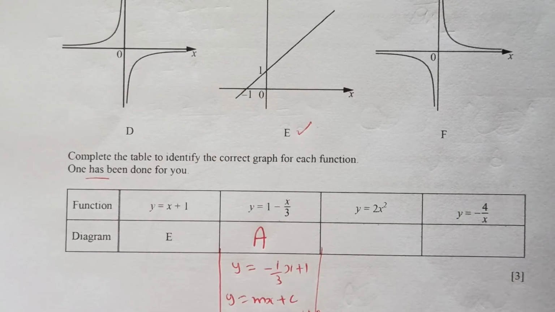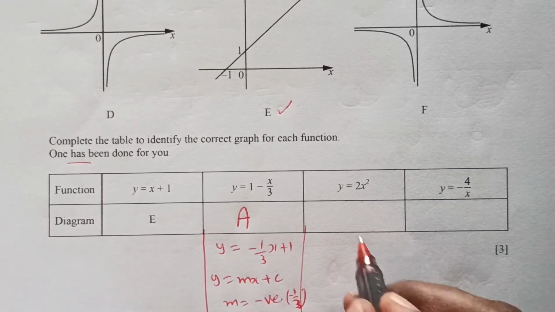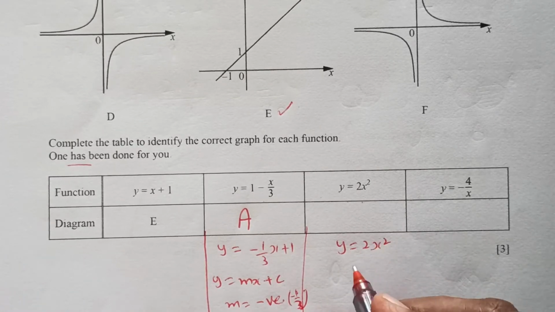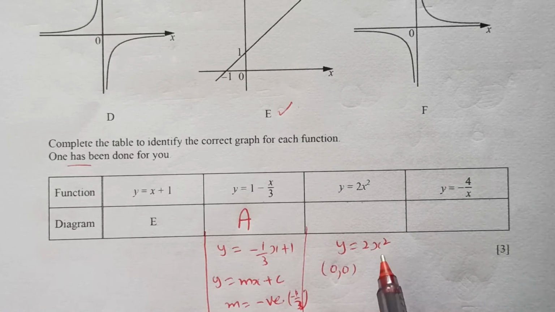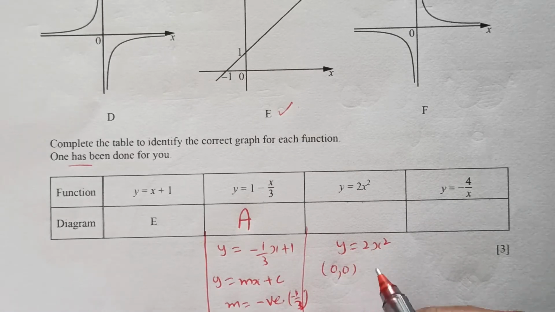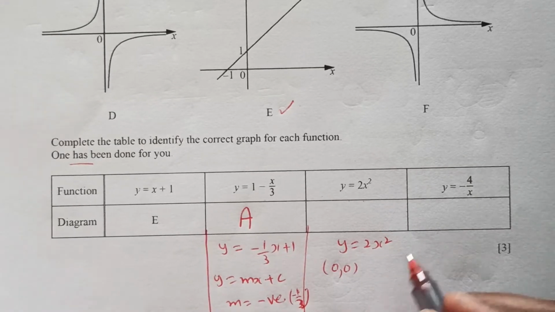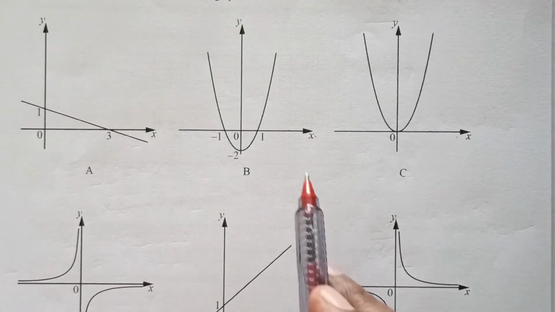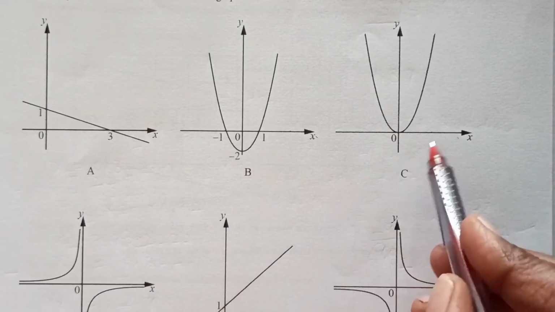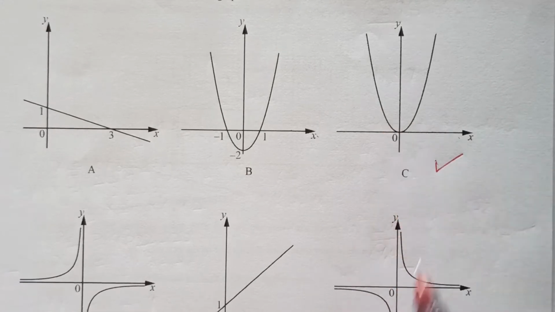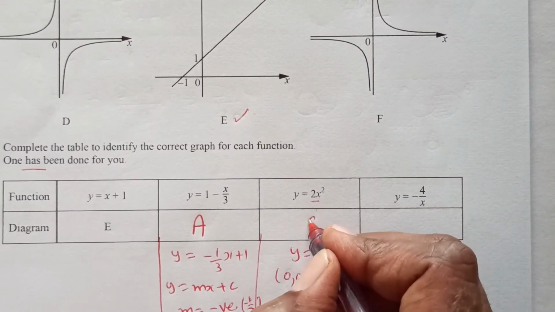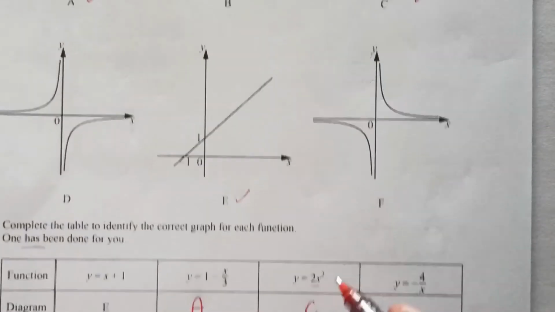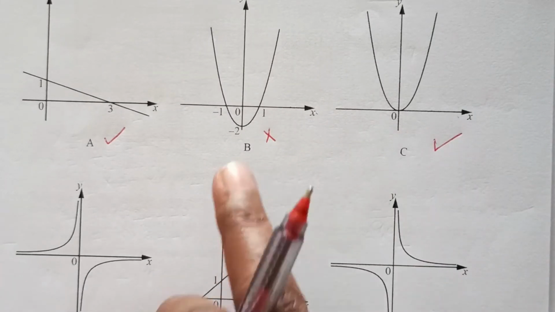Now the second one is this one, y equals 2x squared. If x is 0, y is 0, so you can see it passes through 0, 0. That means the curve is passing through 0, 0. As you can see, this is a parabola. We have 2 graphs of parabola here, so out of these, the one passing through 0 will be part C. Now this is done, so this cannot be the answer of the next one because this is a parabola.